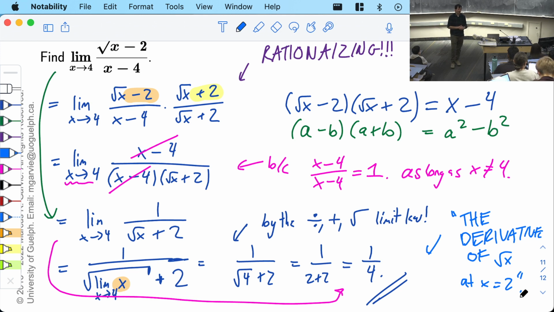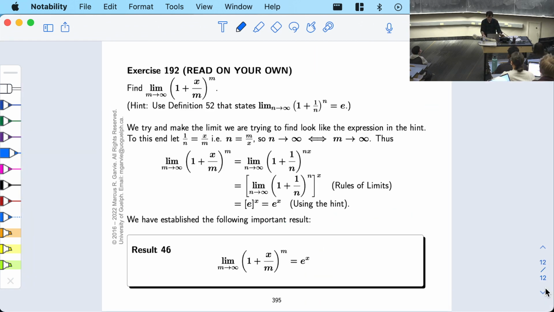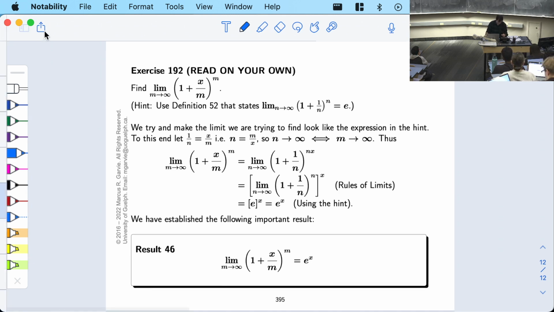Don't worry. OK, so we're going to move on to a slightly different topic, which is continuous functions, in a second. Again, good time for questions or comments about calculating limits. OK, and you have some homework calculating limits as well. OK, let's move on. Exercise 192, read on your own. This is like a bonus. If you want to read it, go ahead, but it's not tested or anything. Up to you.